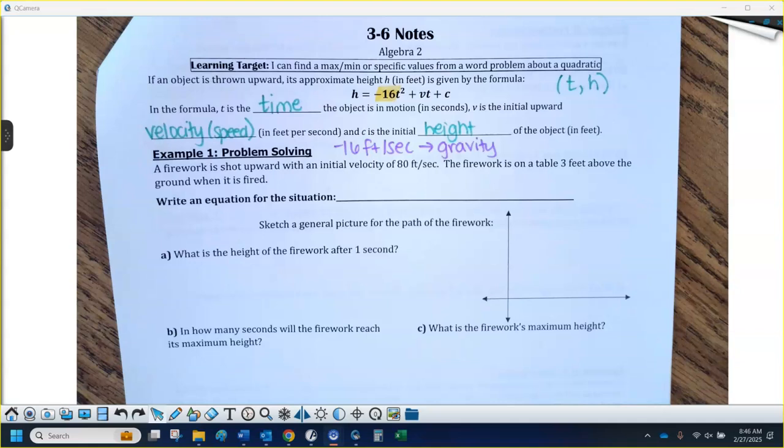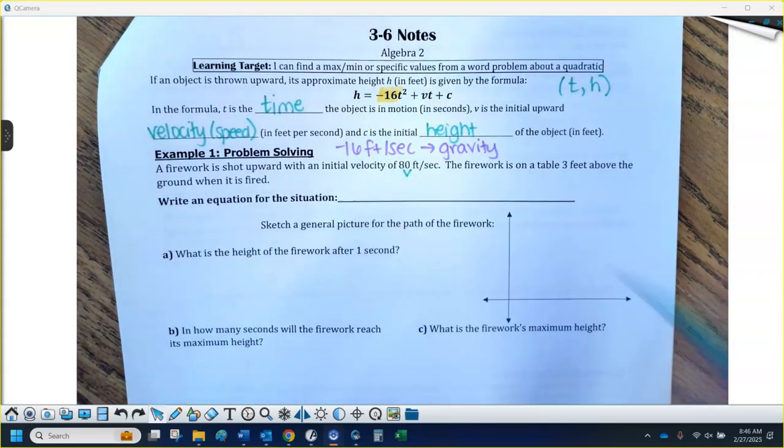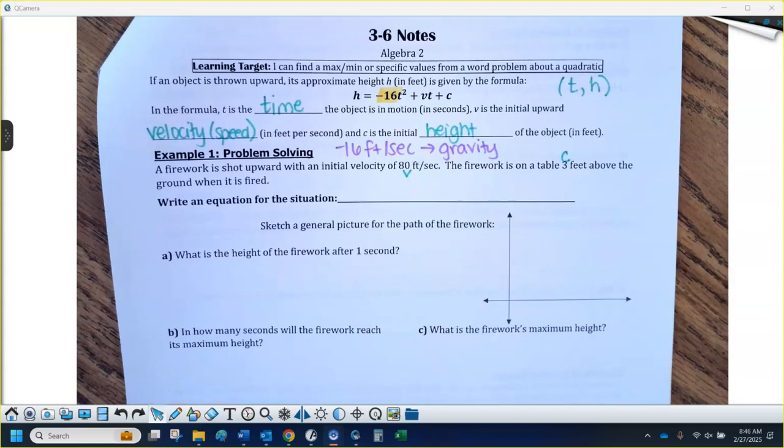So the first problem here, we're just going to plug some numbers in. It says a firework is shot upward with an initial velocity of 80 feet per second. So that initial upward velocity, this 80 feet per second, is just going to go in place of the V. And it says the firework is on a table, this is not exactly 3 feet or anything, but think of like I'm going to launch this from the table. So it's 3 feet above the ground. That would be the initial height, so that would be the C value. And so we have everything we need to fill in that little formula.